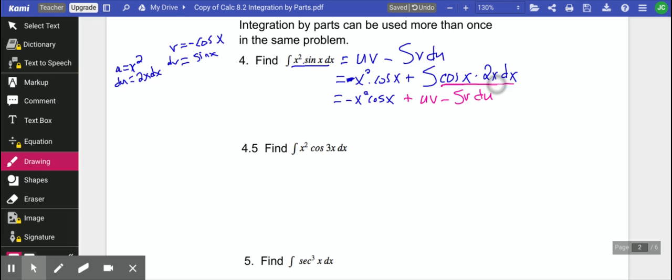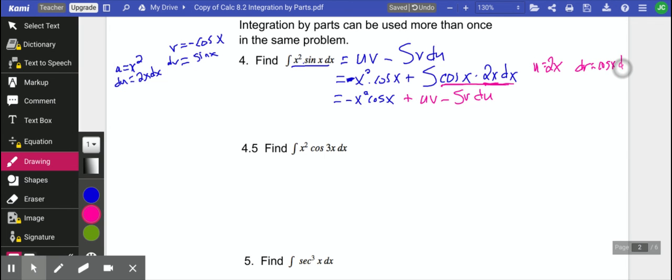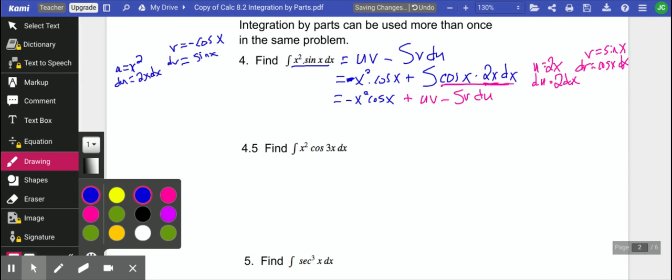We have to decide here what's u and what's dv. So again, for u, we want to pick the thing that's going to get simpler, which is going to be our 2x. Which makes dv cosine x dx. Okay, so that makes du 2 dx, and that makes v sine x. Remember, this part just stays the same.